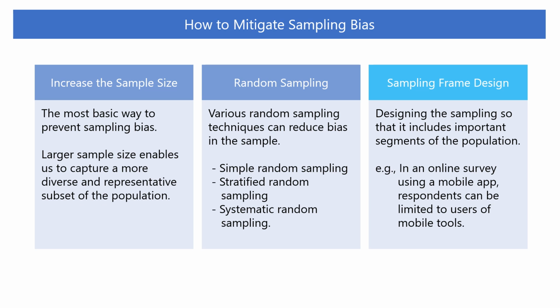The third method is to design an appropriate sampling frame. Specifically, this means designing the sampling so that it includes important segments of the population. This prevents specific groups from being excluded from the data. For example, in the case of an online survey using a mobile app, you should check whether it is a problem that the respondents are limited to users of mobile tools, and if necessary, consider collecting data using other tools.